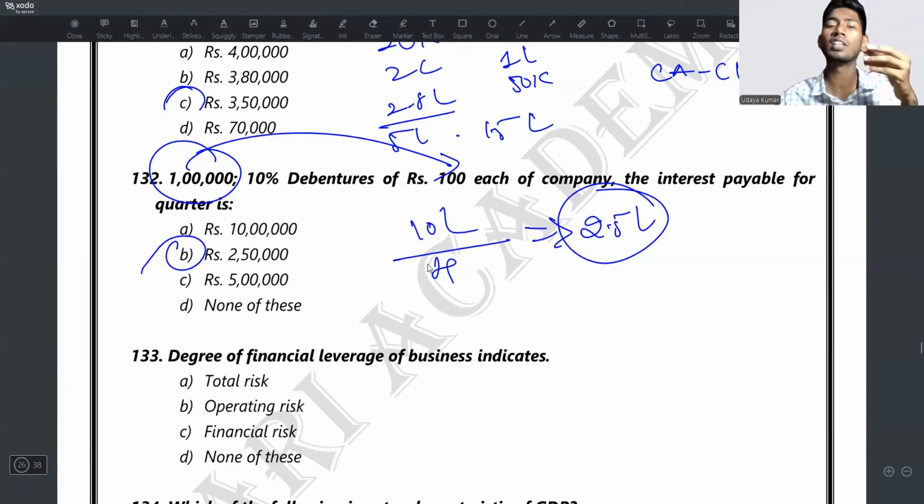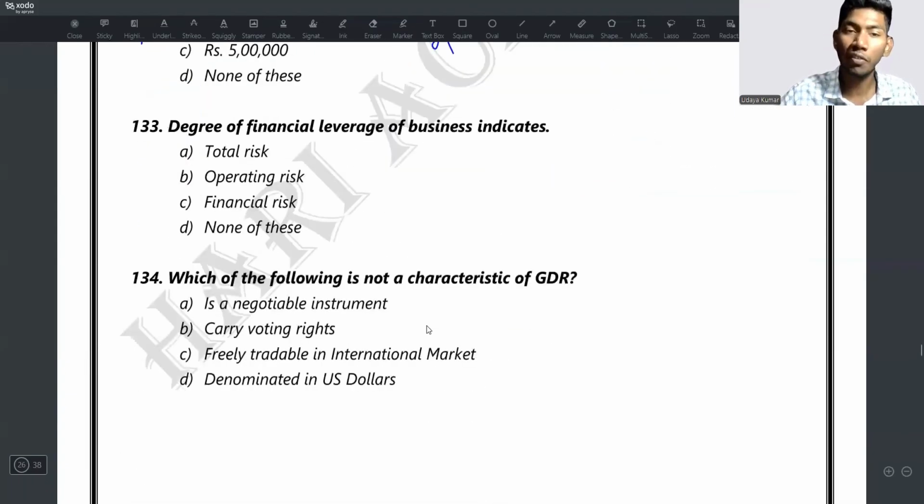1 lakh into 100, which is equal to 1 crore. So for 1 crore, how much interest are you paying? 10%, which is nothing but 10 lakhs. But you are paying that 10 lakh by quarters, 4 quarters there are. So 10 lakh divided by 4 is 2.5 lakhs. Okay. Moving to question number 133. Degree of financial leverage is leverage of business that indicates financial risk. Okay. Moving to question number 134.